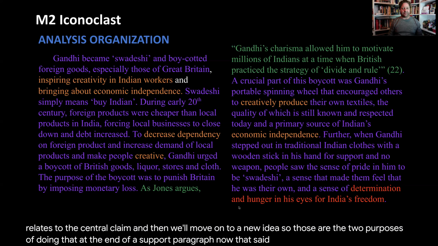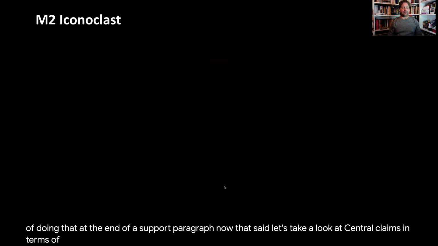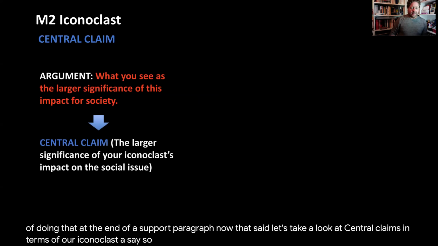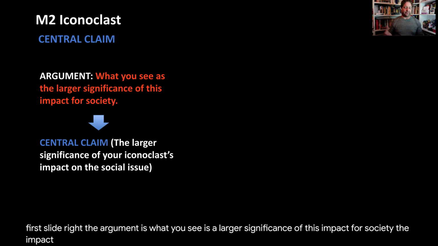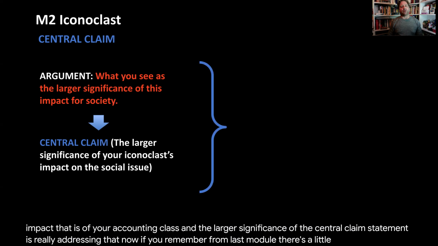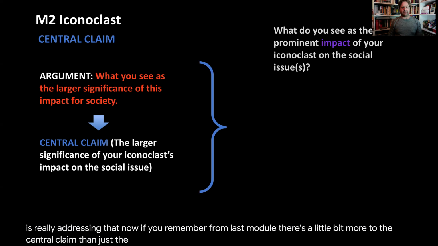Now that said, let's take a look at central claims in terms of our Iconoclast essay. So let me bring back that kind of mapping that we did, I think, in the very first slide, right? The argument is what you see as the larger significance of this impact for society, the impact that is of your Iconoclast, and the larger significance. So the central claim statement is really addressing that. Now, if you remember from last module, there's a little bit more to the central claim than just the larger significance.